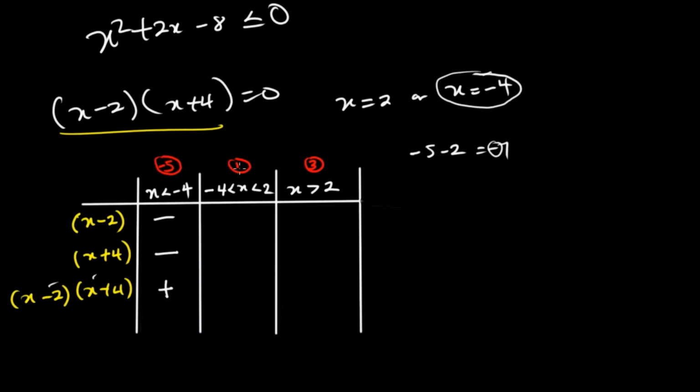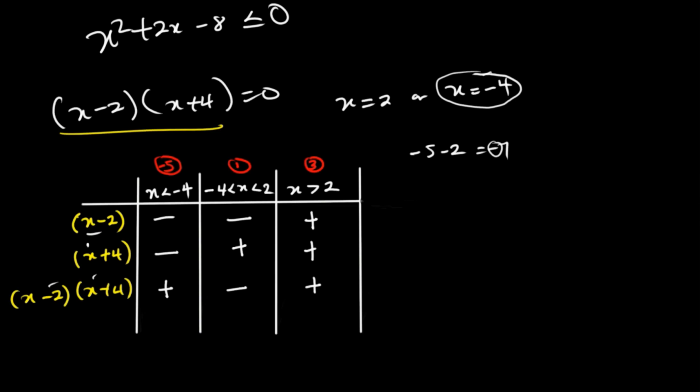The same thing we are going to do for the second range. I'm going to substitute 1 into this expression, x minus 2. So 1 minus 2 is going to be negative 1, so we have a negative answer. Again, if I put 1 here, I'm going to have 1 plus 4, that's positive 5, and I have positive here. So if I multiply negative and positive, I'm going to have negative. And lastly, substitute 3 into this expression. So 3 minus 2 is positive 1, and 3 plus 4 is going to be 7, which is positive 7. And if I multiply positive and positive, I'm going to have positive again.